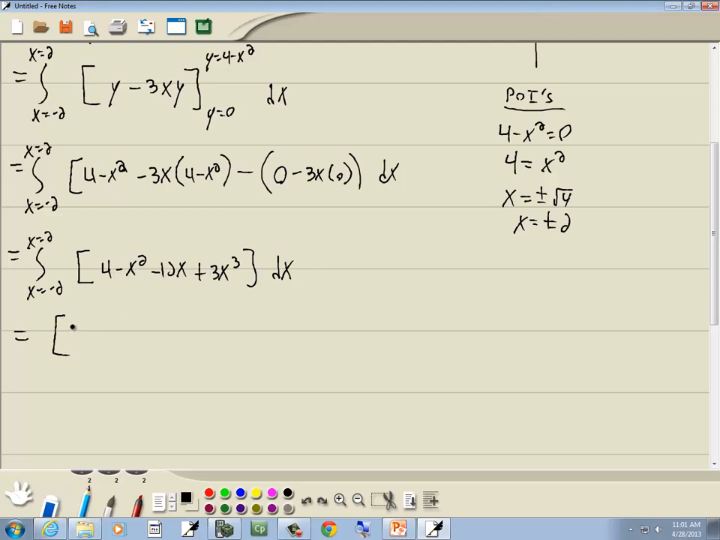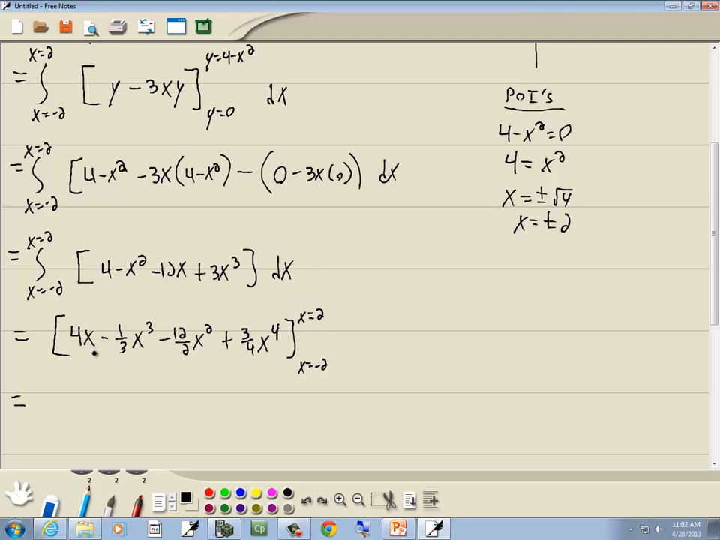So we'll go ahead and take the integral with respect to x. So the 4 becomes 4x minus 1/3 x to the third minus 12 over 2 x squared plus 3/4 x to the fourth, from x equals -2 to x equals positive 2. Now let me double check that. Okay. We're ready to plug in our numbers, and we'll do a little bit of simplifying as I go.